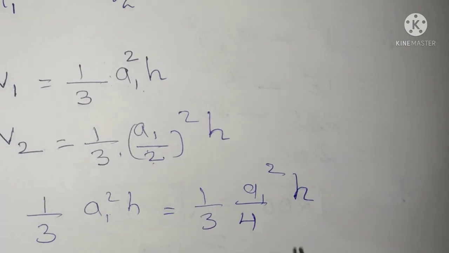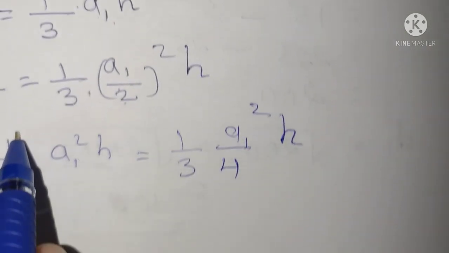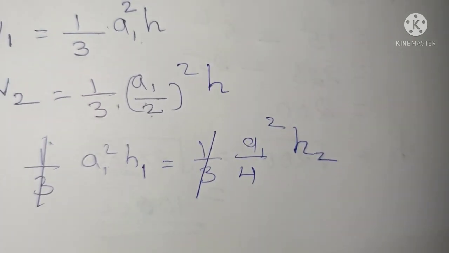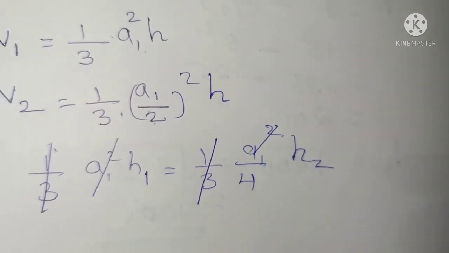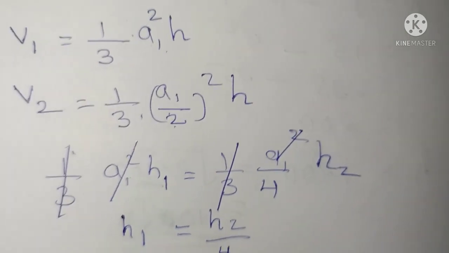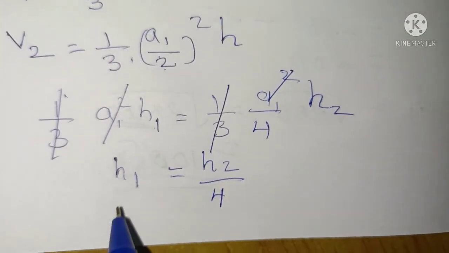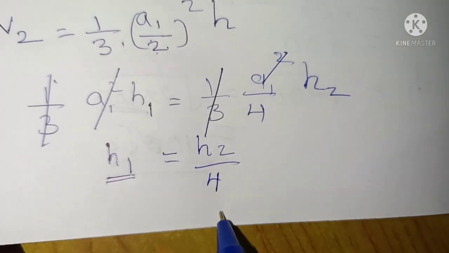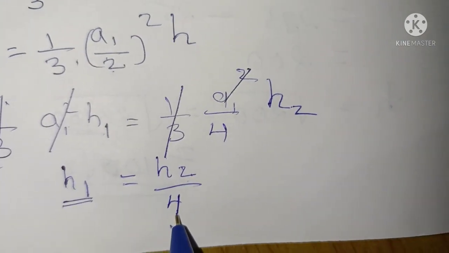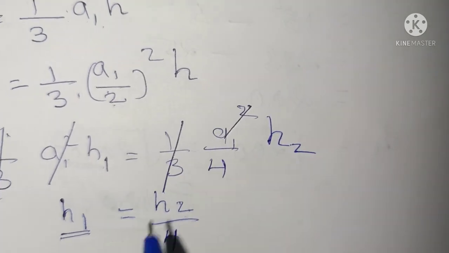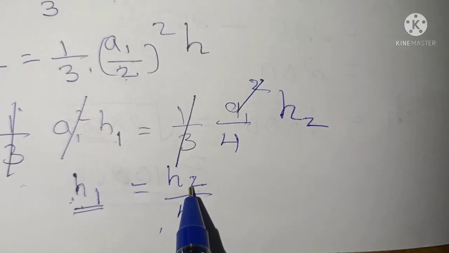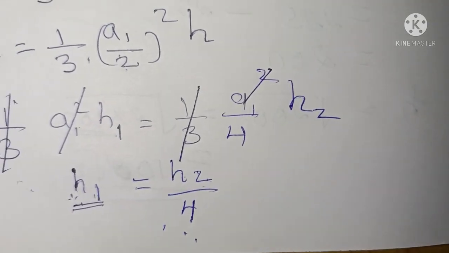So let us cancel the like terms. This is H1 and this one is H2. 1 by 3 and 1 by 3 get cancelled, A1 square and A1 square get cancelled. Then here we have H1 and here we have H2 by 4. That is, the first one's height will be 1/4 of the height of the second one. So the first one's height is 1/4 of the second, or the second one's height is 4 times the height of the first one.